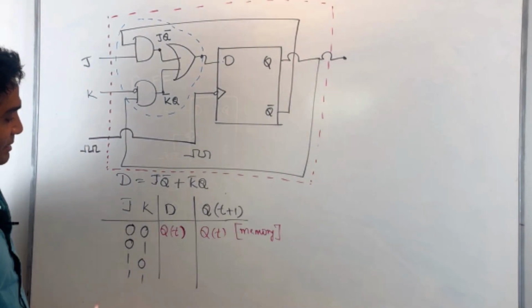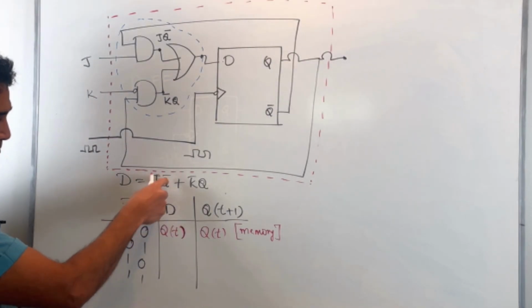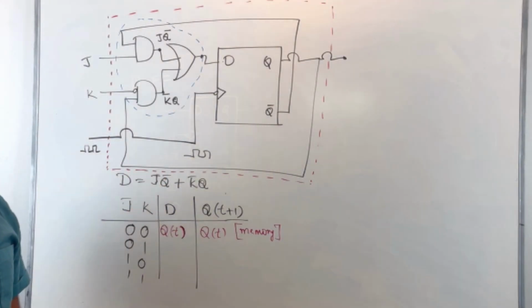Now what about 0, 1? You apply 0, 1 on this. So again, J is 0, that means 0 times Q prime, that goes to 0.